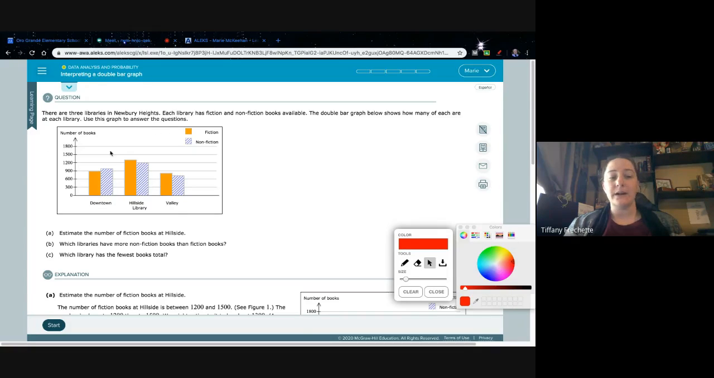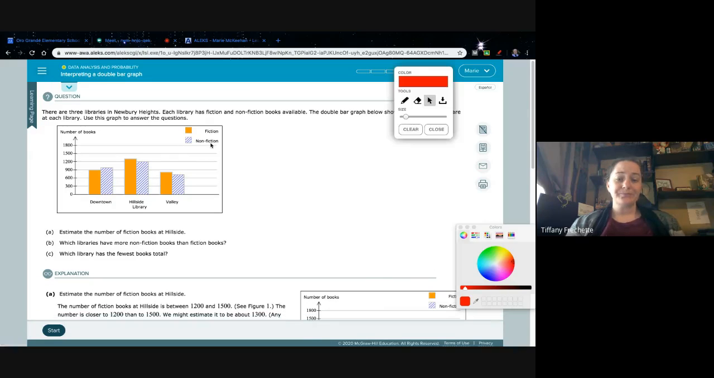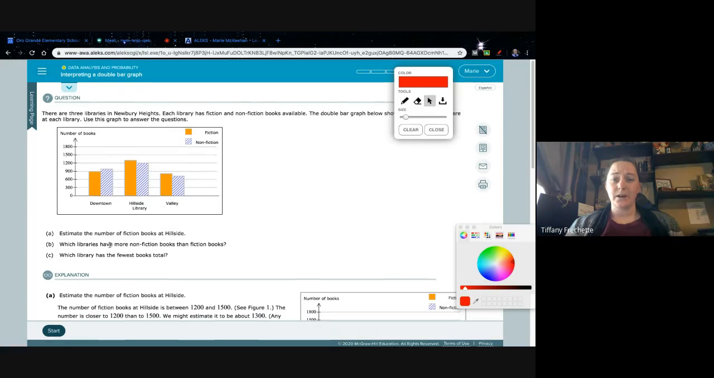So let's take a look at this graph really quick. We have number of books going up the side, and it tells us that. And then along the bottom, it shows us the 3 libraries, Downtown, Hillside Library, and Valley, because they told us there were 3 libraries. And each library has 2 types of books. They're either fiction or nonfiction. How do I know that this is fiction and this one's nonfiction? Well, there's a key right up here. Orange is fiction, and the stripe is nonfiction. So then we're going to go through and answer some questions about this.